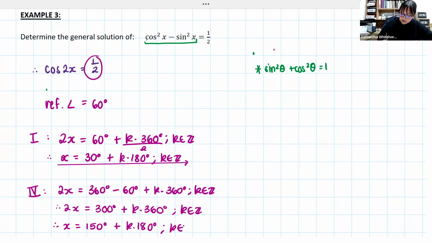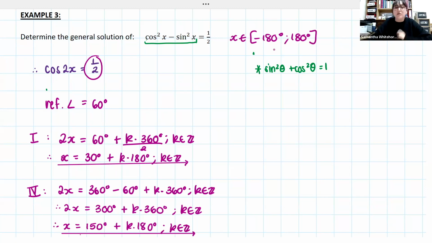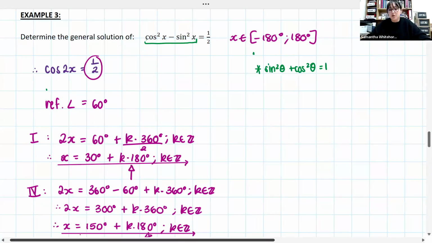Right, now what I want you to take away from this is if I had restricted my domain, so if I'd said something here like x is an element of negative 180 to positive 180, for example, when you now go and find the specific solutions, you need to be taking into account that you're adding 180 each time, not 360. So that's why right at the start, we always work out the general solution. If we then have to find specific values, we will use the general solution in order to do that. We cannot ignore the fact that that angle is a double angle.